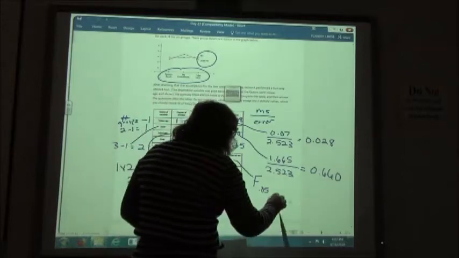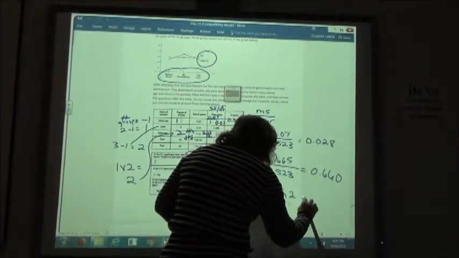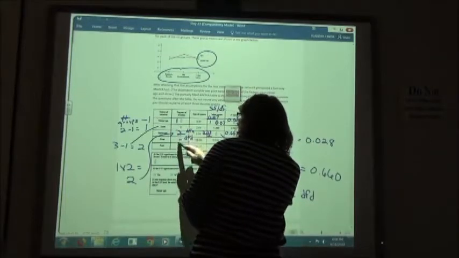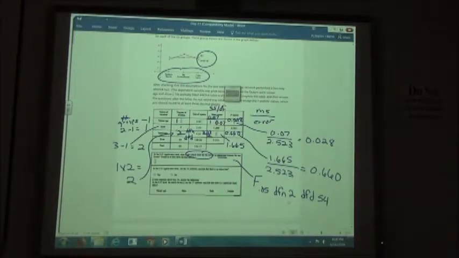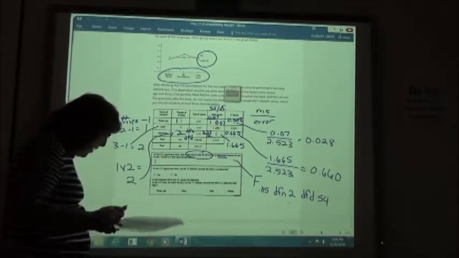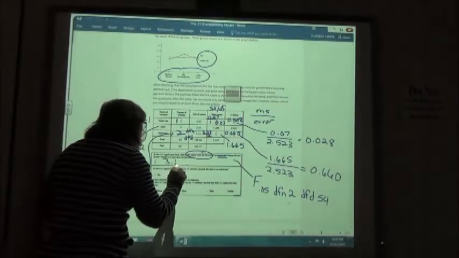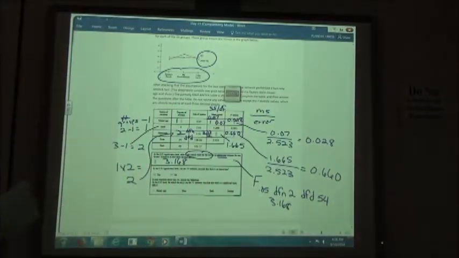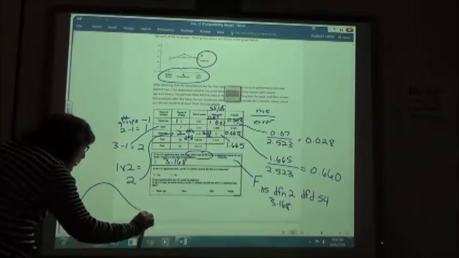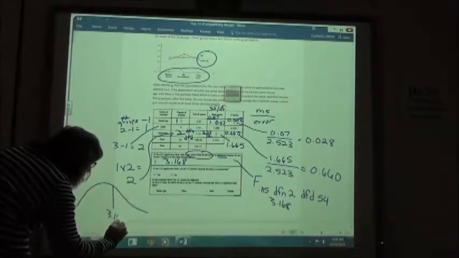For my degree of freedom in my numerator, I had a 2. Degree of freedom in my denominator, I have 54. So I'm going to do F sub 0.05, degree of freedom in my numerator is 2, degree of freedom in my denominator is 54. When I calculate that out, I should get 3.168. So on this one, we are doing that critical value. So, our critical value is 3.168.